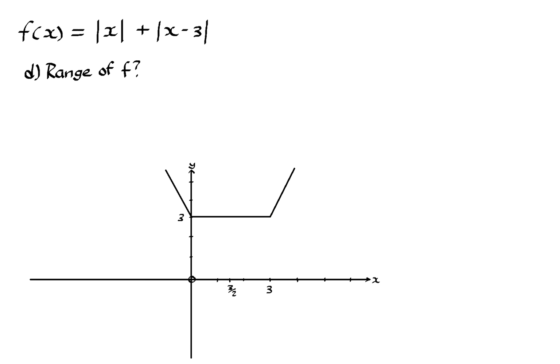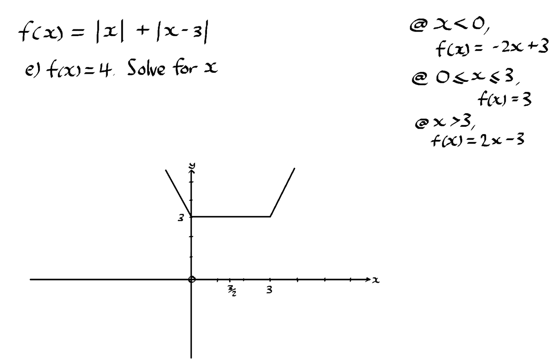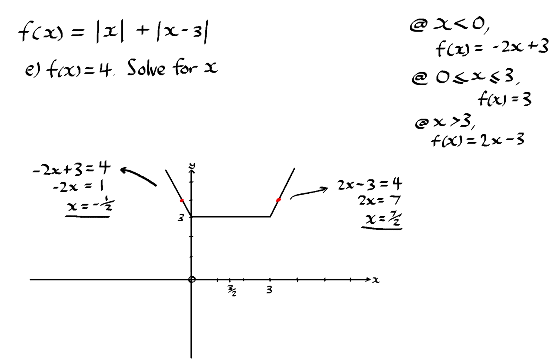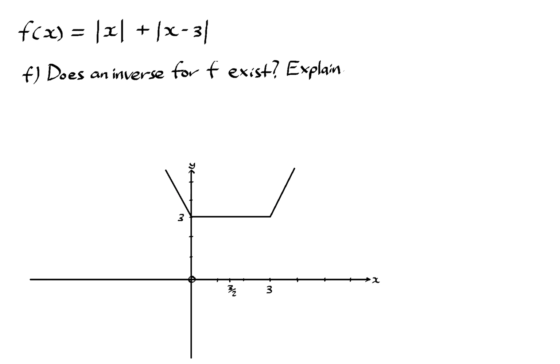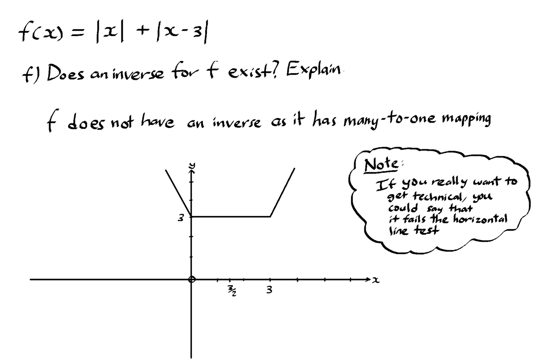From the graph, you should be able to find the range of f. f of x equals 4 at these 2 points. Use the appropriate values of f of x to find the x values of those points. From the sketch, we can tell that f has a many-to-one mapping, therefore it has no inverse.